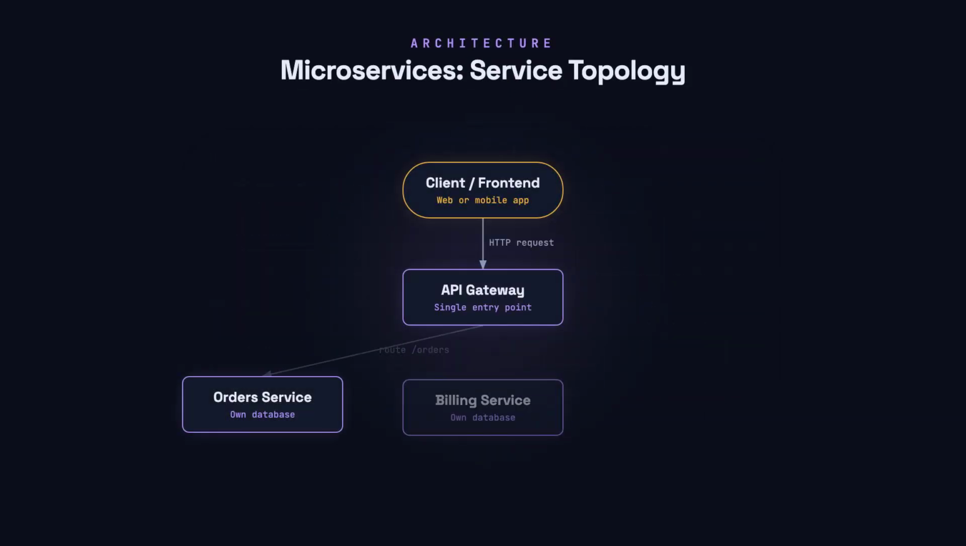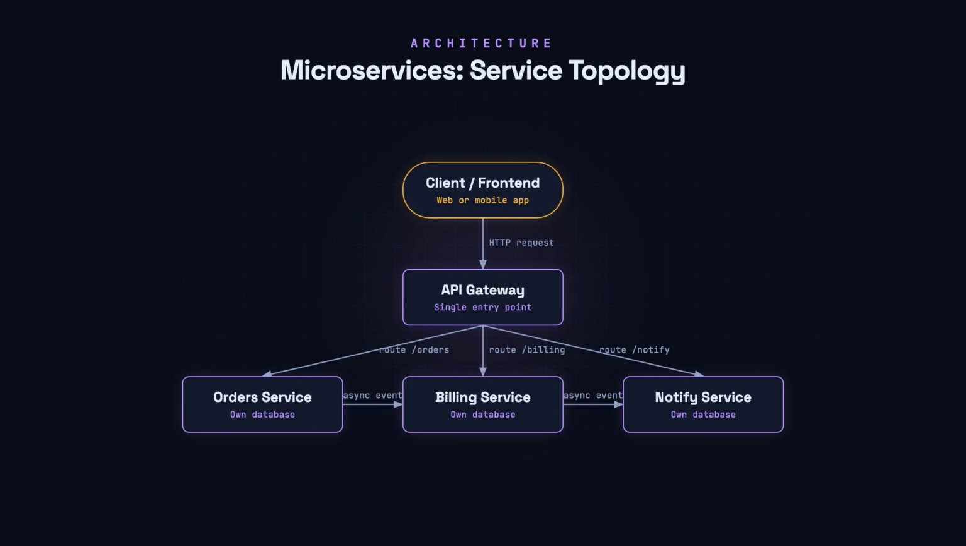Here is what a microservices topology looks like. At the top is the client, a browser or mobile app. Below it sits an API gateway, which is the single front door for all incoming traffic. It routes each request to the correct service. Below the gateway are the individual services, orders, billing, and notifications. Each service owns its own database. This is a core rule. Services communicate with each other, either by direct calls or by publishing asynchronous events.